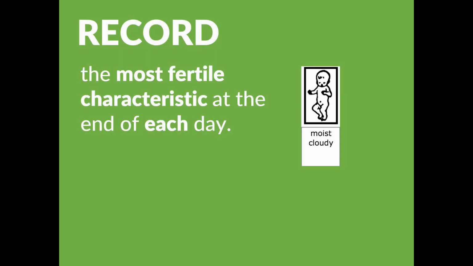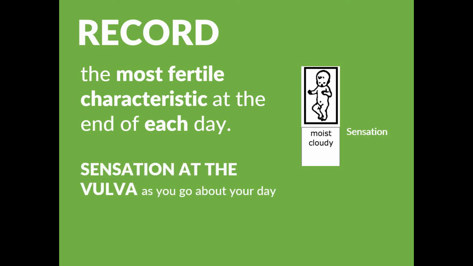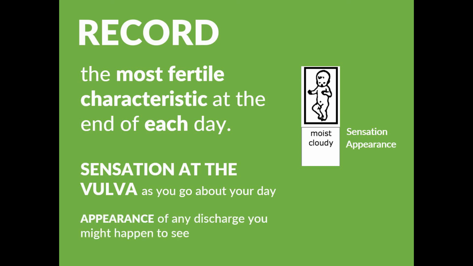So again, at the end of the day, after you've been paying attention all day, you will write down the most fertile characteristic of the day. Write down the sensation at the vulva first, and then the appearance if you happen to see anything. So in this case, this woman wrote down moist, cloudy, and she had a white baby stamp on that day. And again, please keep it simple. 1 word for sensation, 1 word for discharge if you see it. And if you must put a 3rd word, maybe, but try and keep it to 2 words. 1 or 2 words is perfect.